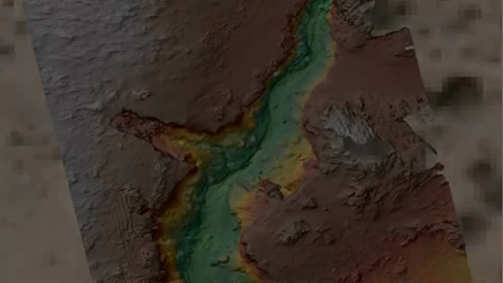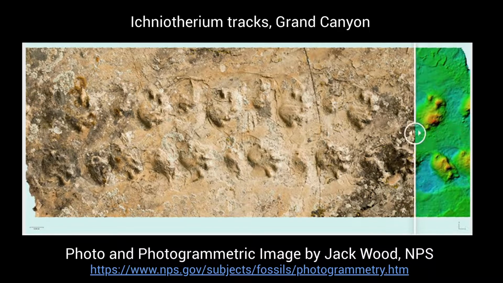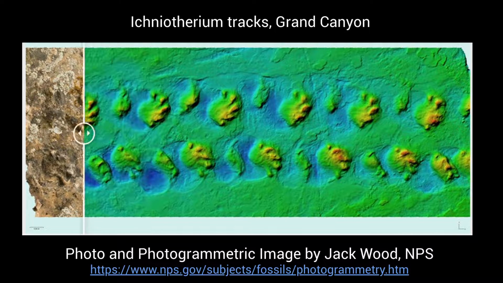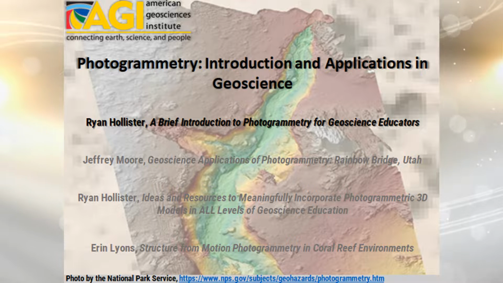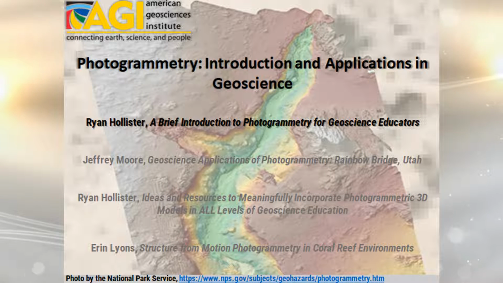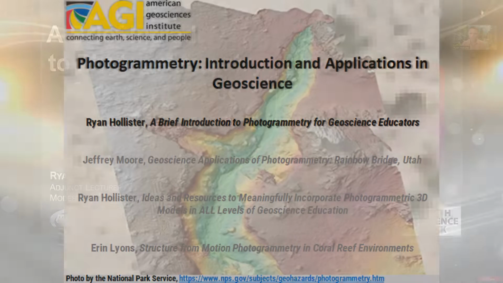These allow geoscientists to do things such as view fossils in much greater detail, and to model volcanoes and other large features, including making simulations that allow geoscientists to test changes in environmental conditions. For more detail on how photogrammetry is done, our first speaker, Ryan Hollister, will give an introduction to the process.